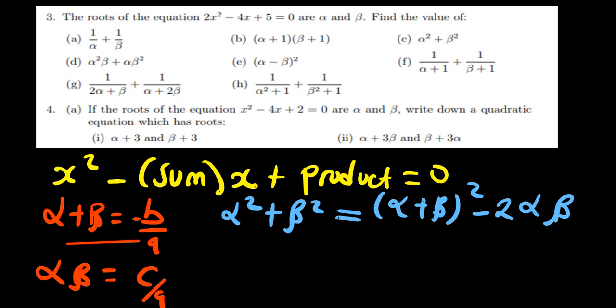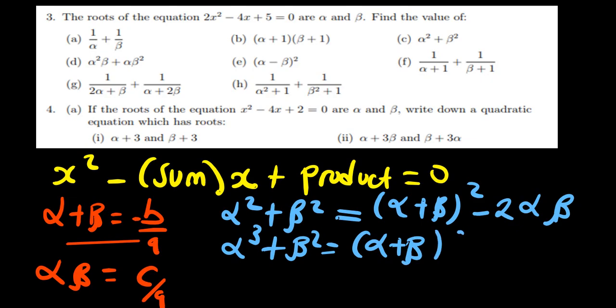Another identity that you need to know is, what if we raise it to the power 3? So you're going to say alpha plus beta, multiplied by alpha squared minus alpha beta plus beta squared, like that. You have to know this one, because it will save you a lot of time.